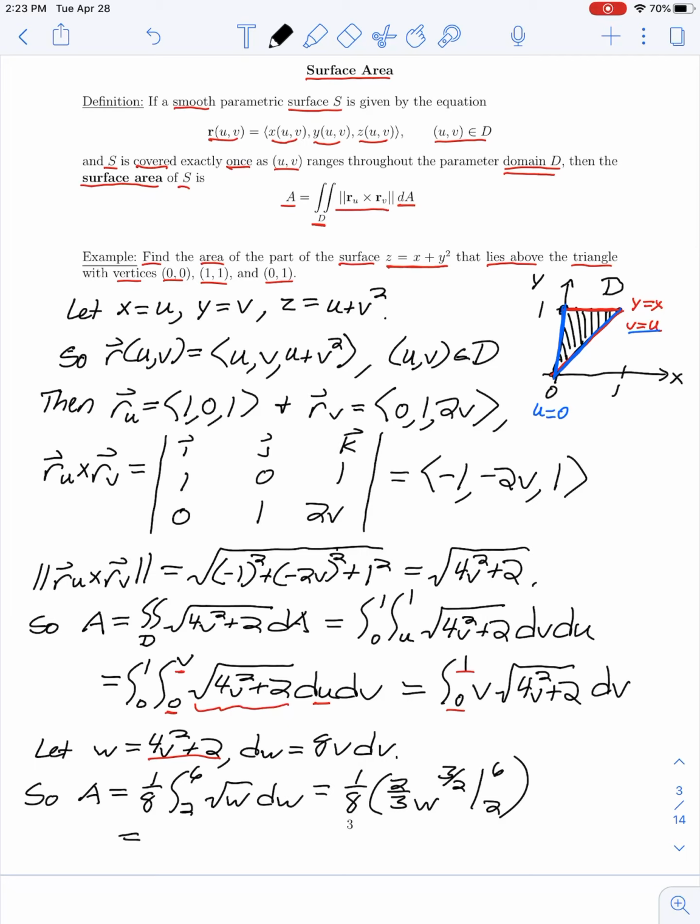So simplifying here, grouping our constants, 1/8 times 2/3 leaves us with 1/12. When we plug in 6 for w, we have 6 to the 3/2, or 6 root 6, minus, when we plug in 2, we have 2 to the 3/2, or 2 square root of 2. So this expression would be the surface area of the part of that surface which lies above this triangular region D. Okay.